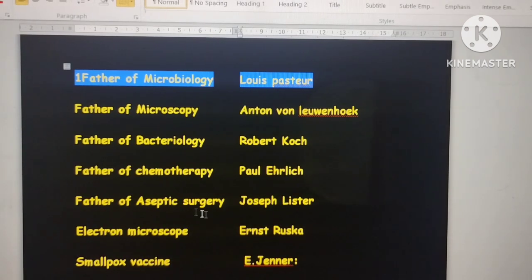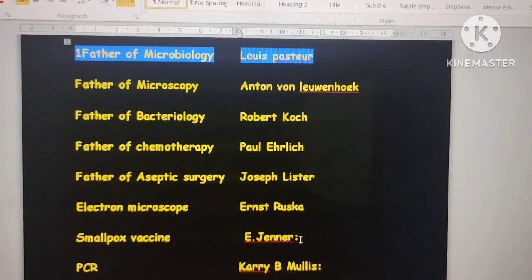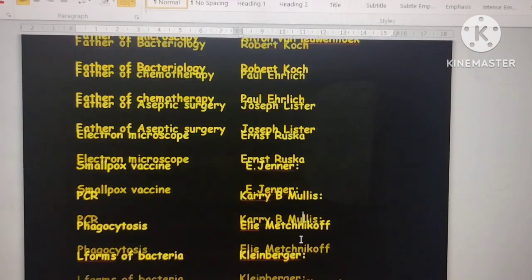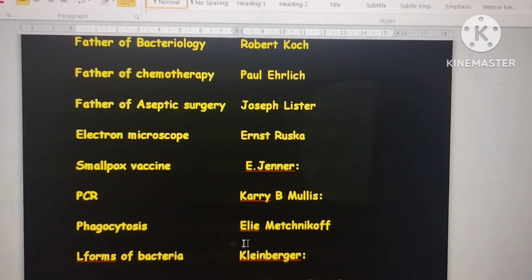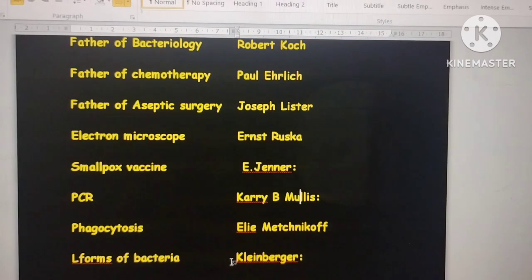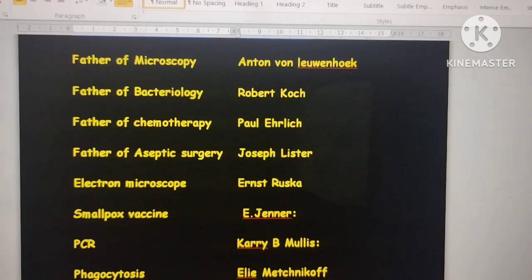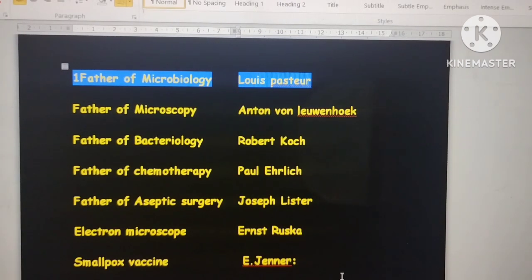The electron microscope is by Ruska, the smallpox vaccine is by Edward Jenner, and PCR is by Mullis. Phagocytosis is by Mechnikov, and Ehrlich's... Kleinberger, and transposons are by Barbara McClintock, and DNA sequencing is by Gilbert and Sanger. So friends, you must not miss any of the scientists over here. Anything can be asked in the exam, but these are the ones most commonly asked.